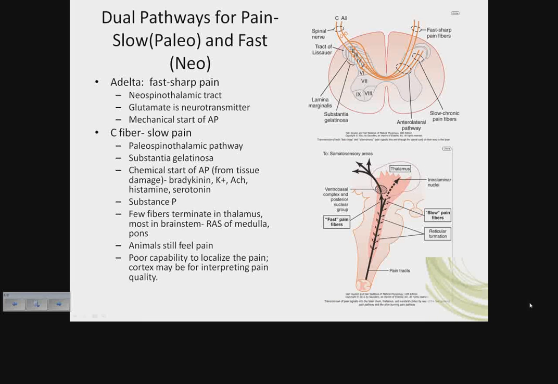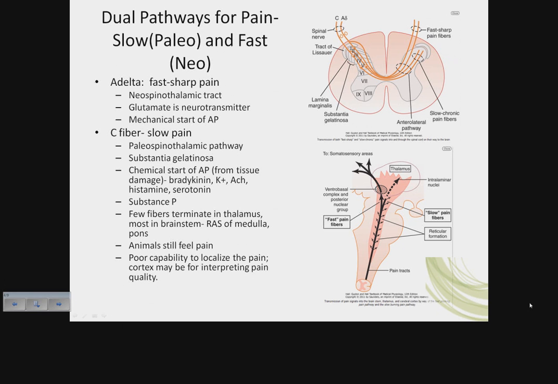Again, we're going from the C fibers to lamina 2 and 3 to lamina 5, then we're crossing over, then we're going to the brainstem, the pons, the medulla, the midbrain, then we're going to the area around the cerebral aqueduct, to deeper areas of the midbrain, and then we're moving on to the hypothalamus and the thalamus and basal nuclei of the brain. We're not even really getting to the cerebral cortex. So again, animals are not going to be able to discern exactly where that pain is coming from.